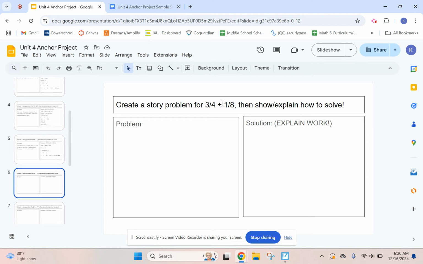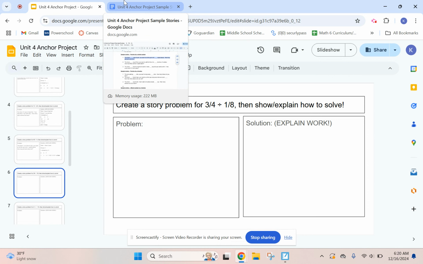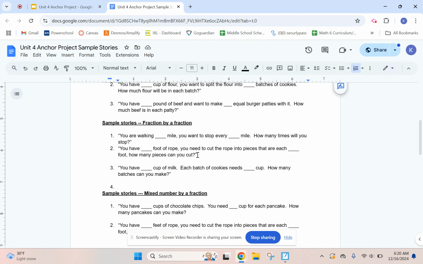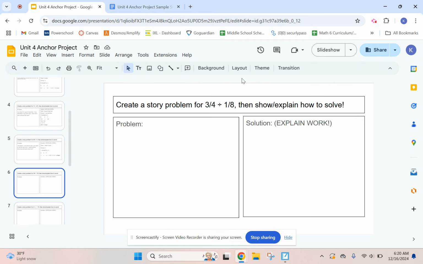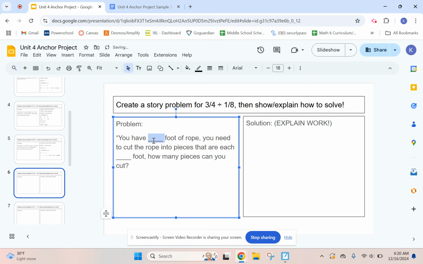Create a story problem for 3/4 divided by 1/8. So we have a fraction divided by a fraction. So we're going to look into the fraction by a fraction stories. Let's do the second story. Again, we're cutting up rope. All right, our total is always the first number in the division sentence. So we have 3/4 foot of rope. And you need to cut the rope into pieces that are each 1/8 of a foot. How many pieces can you cut?